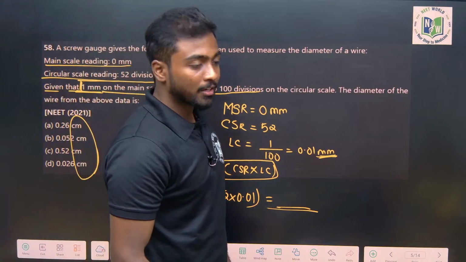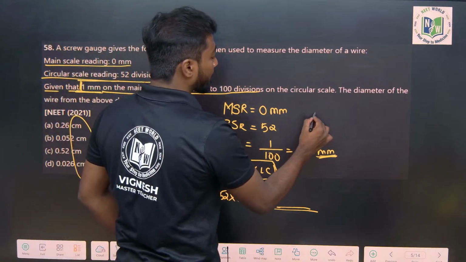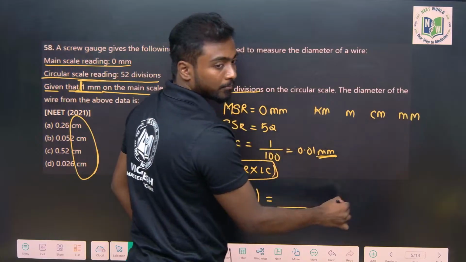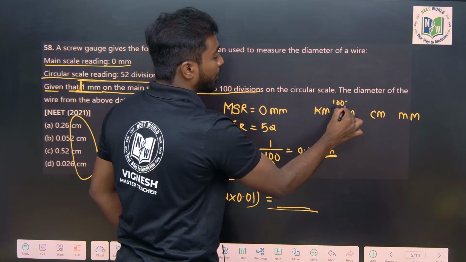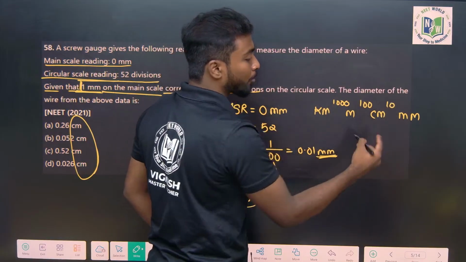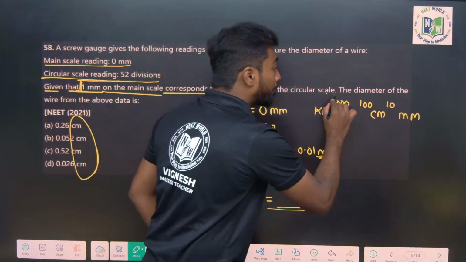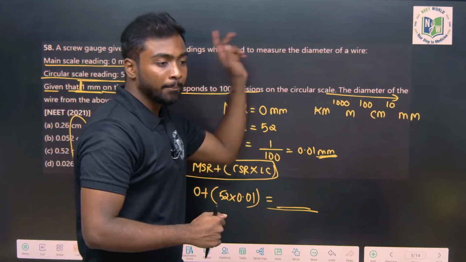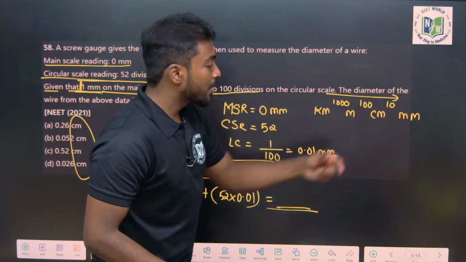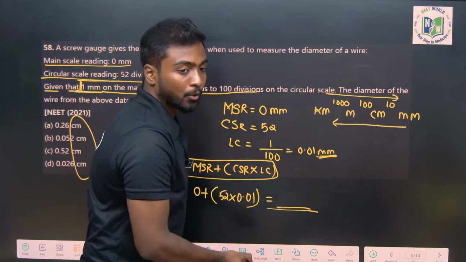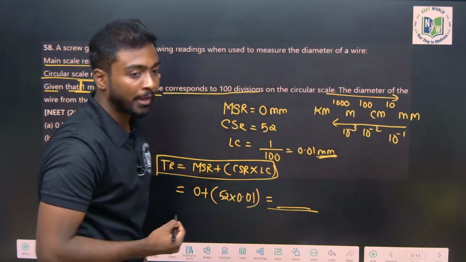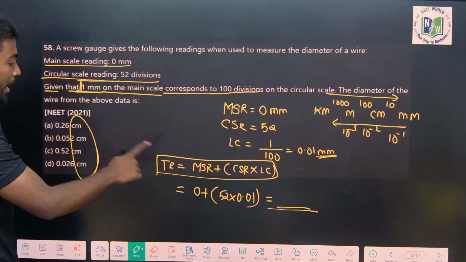Convert to centimeter. I will say the simple trick: kilometer, meter, centimeter, millimeter. From kilometer to meter, 1000, reduce one 0. Meter to centimeter, 100, again reduce one 0. Centimeter to millimeter, 10. So this is multiplication. When I am going from kilometer to meter, centimeter, millimeter, it is 10 power 3, 10 power 2, 10 power 1. When I am coming from millimeter to kilometer, it is 10 power minus 1, 10 power minus 2, 10 power minus 3. I should divide now. Again I should divide it.